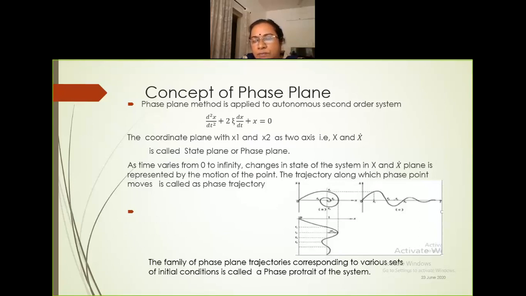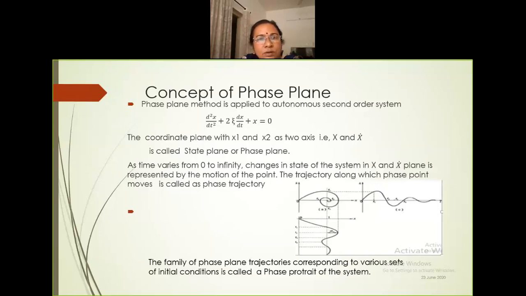Everybody is aware of the mathematical representation of a system. How can you represent the system mathematically? By simply writing the differential equation of that particular system. So if it is a second order system, then it is a second order differential equation. Let us take one simple example of a second order differential equation: d square x by dt square plus 2 theta dx by dt plus x is equal to 0. This is the representation of one system, that is, a mathematical model.